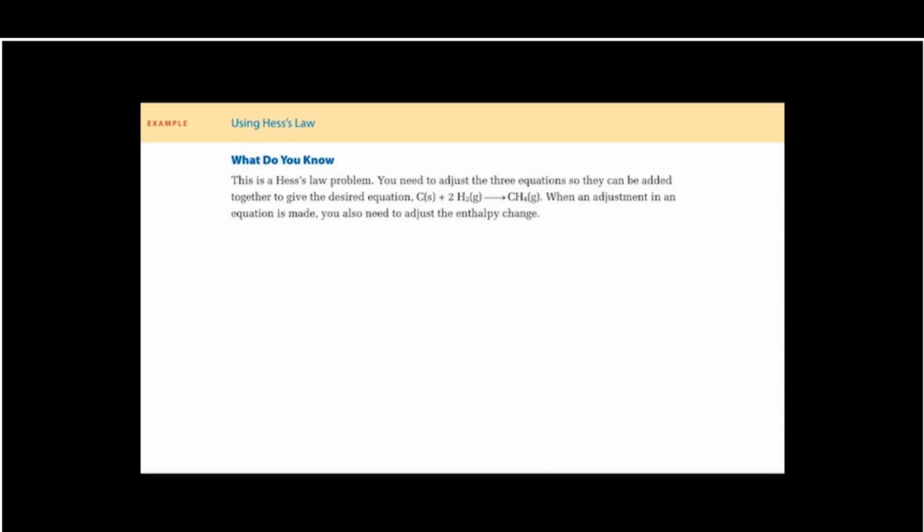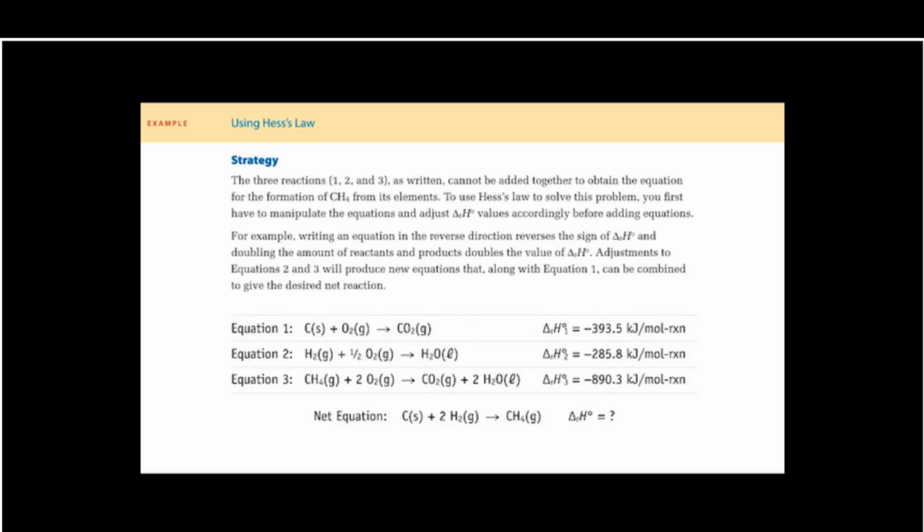So what do we know? Foremost, we know that this is a Hess's law problem. We can adjust the three thermochemical equations so that they add together to give the desired equation. If the equations are properly adjusted, the enthalpy changes for the reactions will add together to give the enthalpy change for the desired reaction. This problem cannot be solved by simply adding the equations together in their current form. We need to manipulate both the equations and the enthalpy changes first.